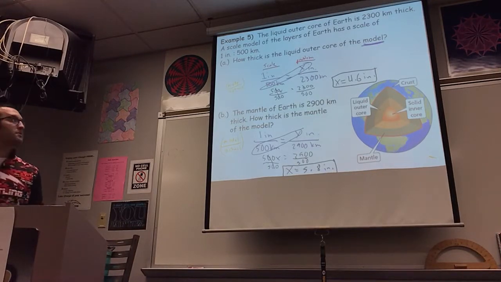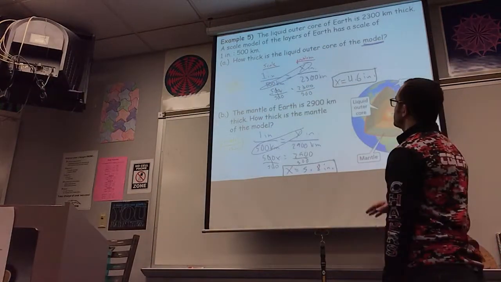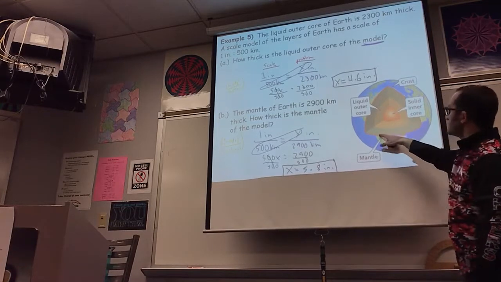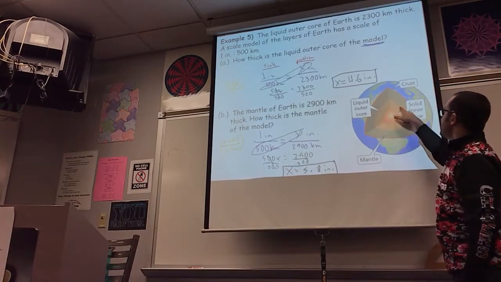So notice the first problem was talking about the liquid outer core. The second part of the problem is talking about the mantle. So the liquid outer core, that's this dark brown one. The mantle was this one. So the mantle is solid, the liquid outer core is here.